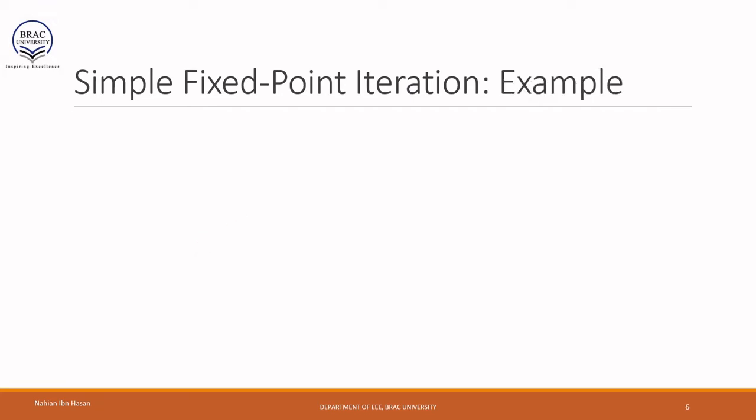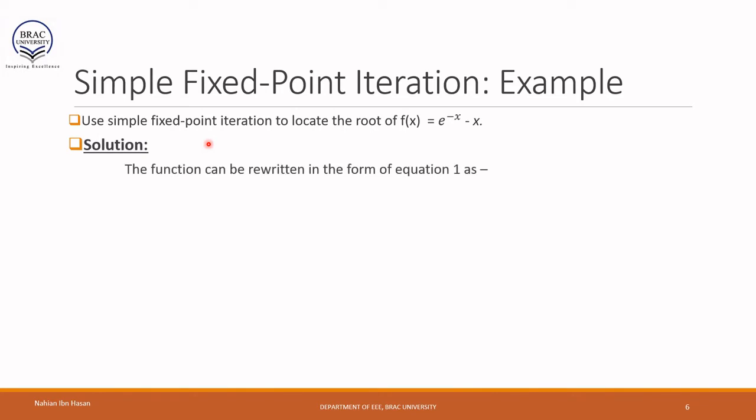So let's look at an example, and I hope after this example you will find the method easier to understand. Say, for example, we are given a function f of x equal to e to the power minus x, minus x. This is our function, and we need to find the root of this function using the simple fixed point iteration approach. According to step 1 of the algorithm, we rewrite this function into our specific form.